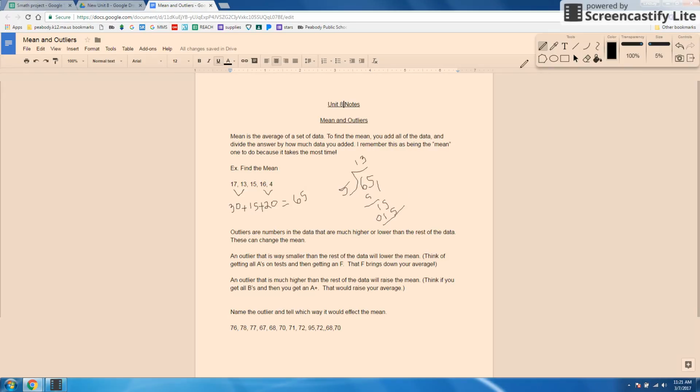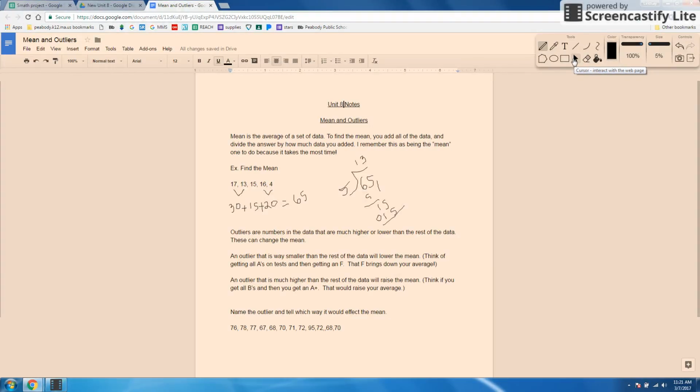Okay, outliers are numbers in the data that are much higher or lower than the rest of the data. And this changes your average. So an outlier that is way smaller than the majority of the data is going to lower the average or the mean. Think if you're getting all A's on your tests and then you get an F, that F brings down your average because it's much lower than the rest of your grades. Likewise, if you have an outlier that's much higher than the rest of the data, it's going to raise your mean. Think if you get all B's and then you get an A+, that A+ is going to help raise your average.